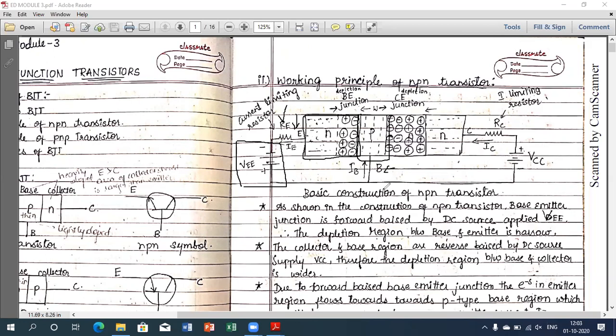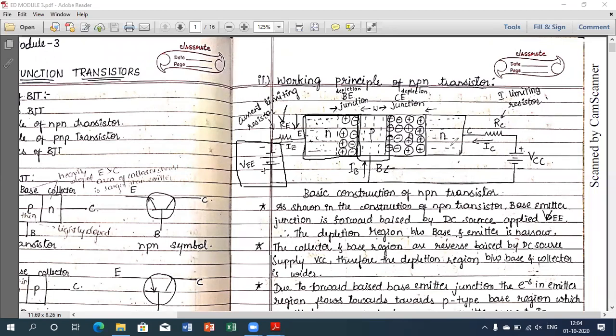Why do I call it forward biased? Because the N region is connected to the negative and the P region is connected to the positive. In other words, emitter to negative, base to positive. So we can say that the emitter to base junction is forward biased. I hope it is clear.